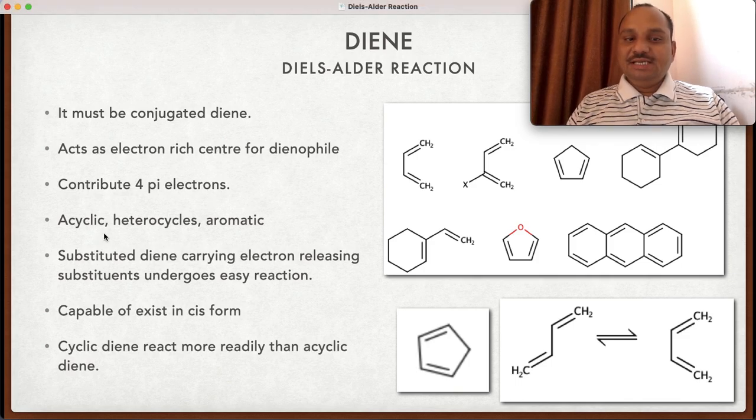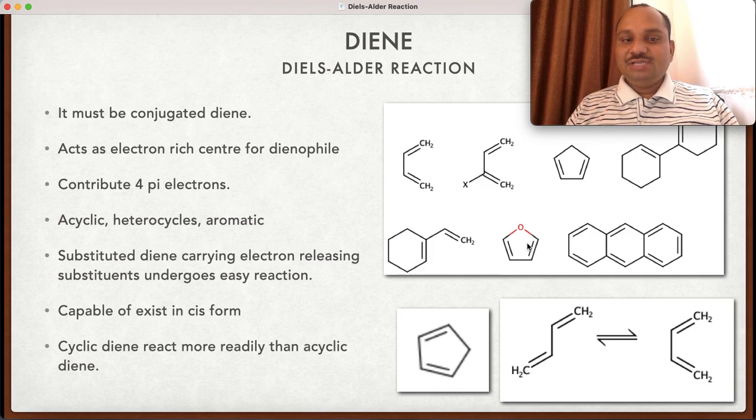It may be acyclic, heterocyclic or aromatic. This is the simple 1,3-butadiene. It is the substituted 1,3-butadiene. These are acyclic. It is cyclic, that is the cyclopentadiene. It is also cyclic, partially cyclic, in which one double bond is in the ring while another double bond is outside the ring. It may be a heterocycle or it may be aromatic. These compounds can act as the diene in the Diels Alder reaction.